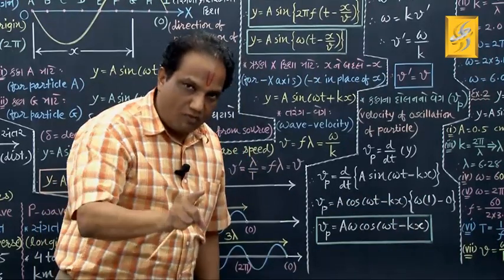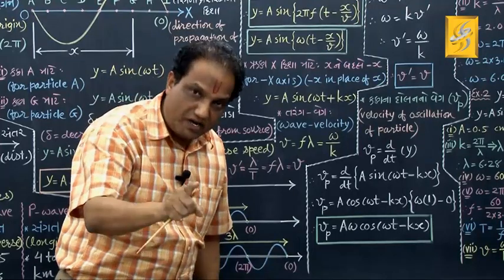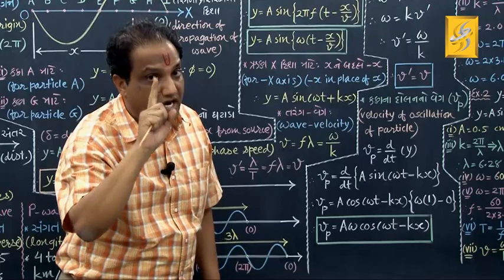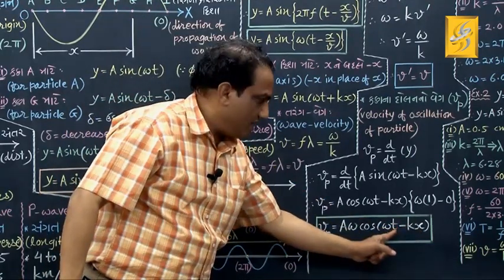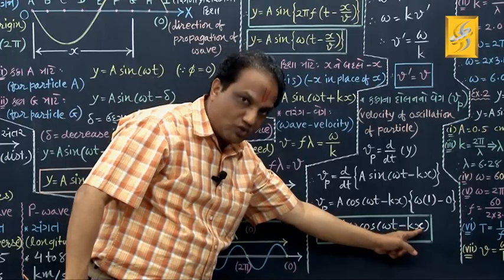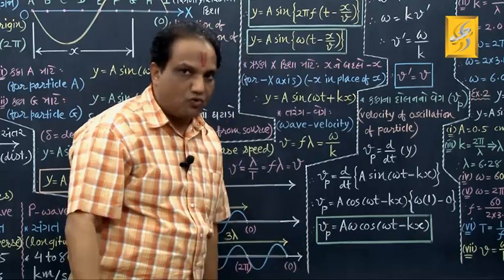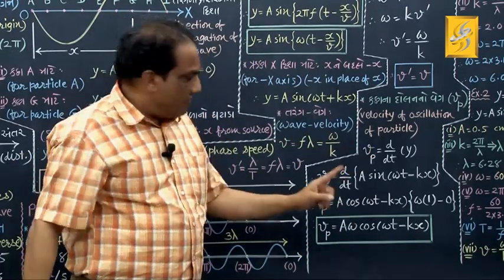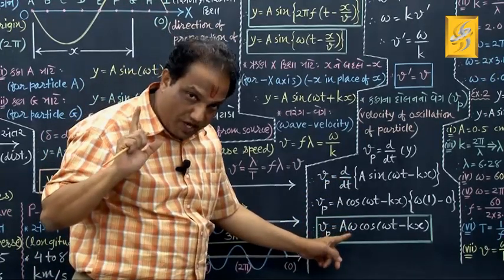What is this? It is the formula for the velocity of oscillation of a particle taking part in the propagation of a progressive harmonic transverse wave, at distance x from the source of the wave at the end of t time. So Vp equals A omega cos(omega t minus kx). Please remember this formula. We will utilize it in one of today's numericals. Okay?